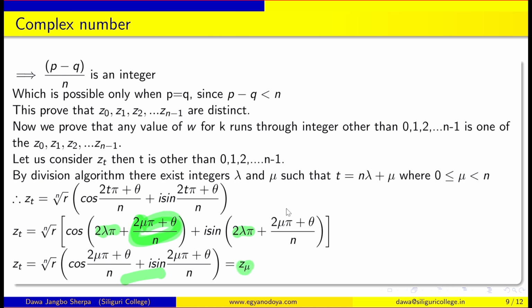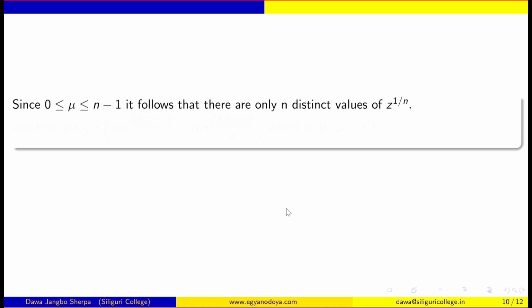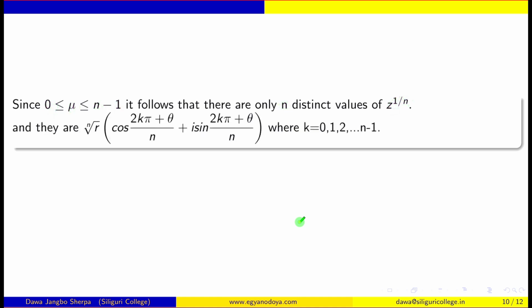So that means we have taken zt, where t is other than this range, but we are getting this equal to z mu, and mu is less than n, that means mu is one of these numbers. So since mu is less than n, it follows that there are n distinct values of z to the power 1 by n, and they are the nth root of r times cos of (2k pi plus theta) by n plus i sin of (2k pi plus theta) by n, where k is equal to 0, 1, 2 up to n minus 1.